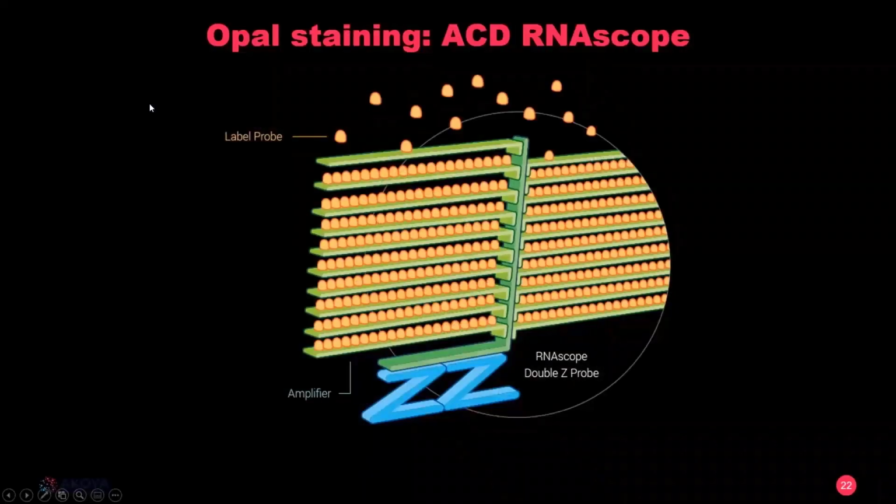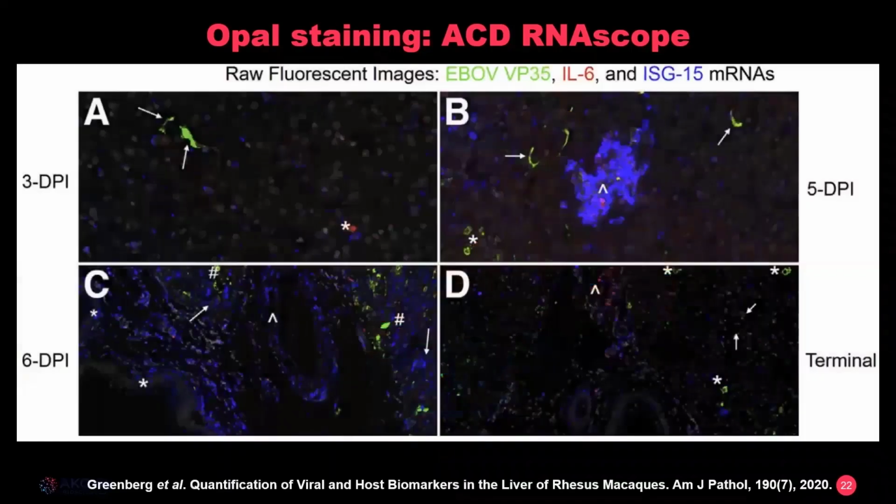And one other thing I want to point out is that Opal works well with ACD's RNAscope assay. And we have a number of publications using Opal with RNAscope imaged on our instruments for various levels of plexing with RNA fish, and also with mixed RNA probes and protein.